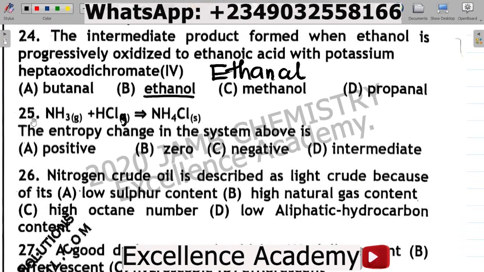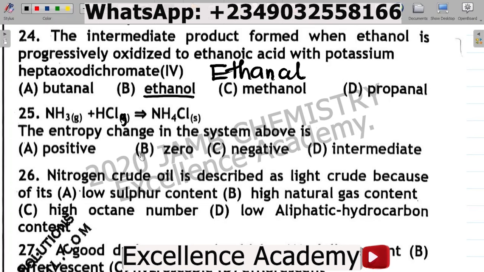Next up, question number 25. 25 says NH3 in gaseous form, that's ammonia gas, plus HCl, that's hydrogen chloride gas, combines to give you ammonium chloride as a solid. They ask for the entropy change in the system above: A, positive, B, 0, C, negative, D, intermediate. So what's the correct answer here?